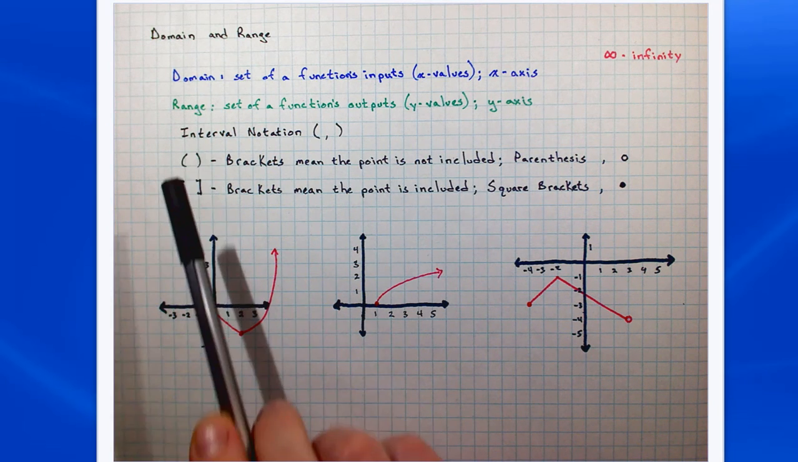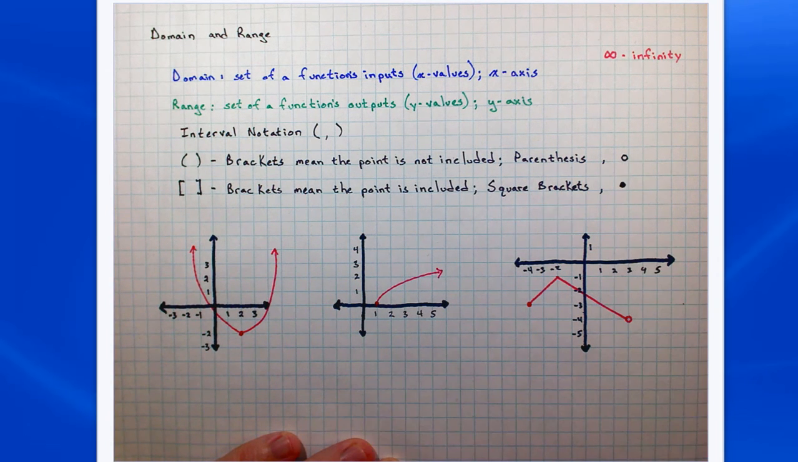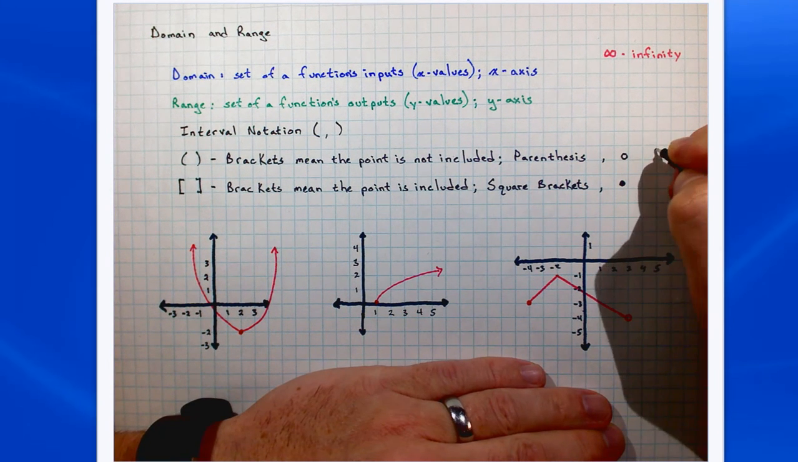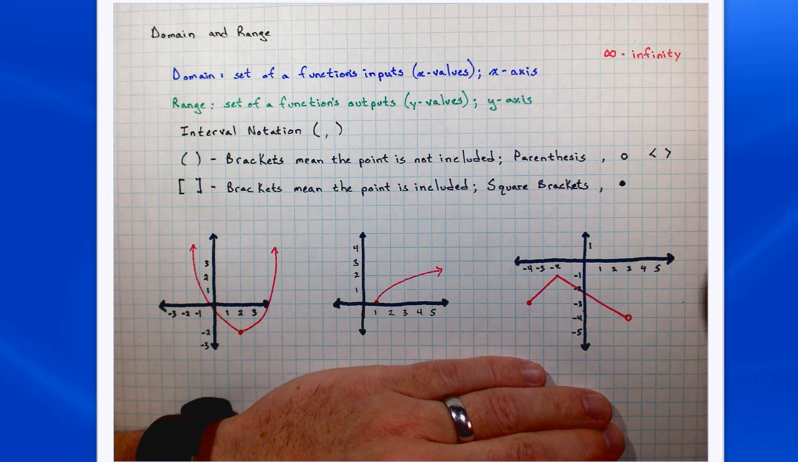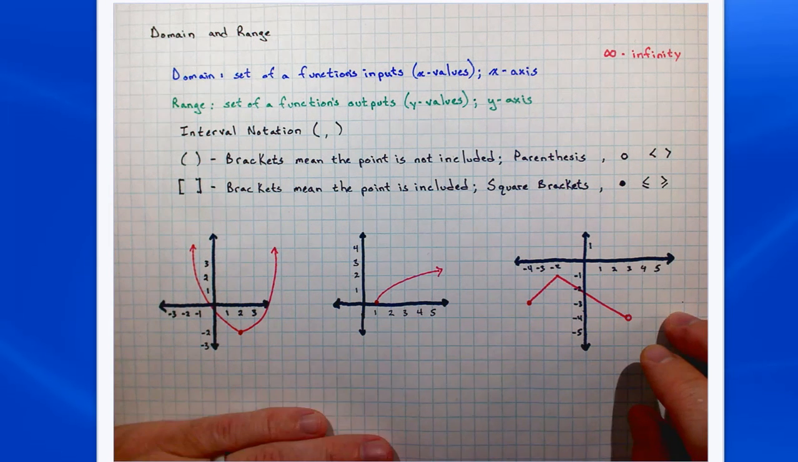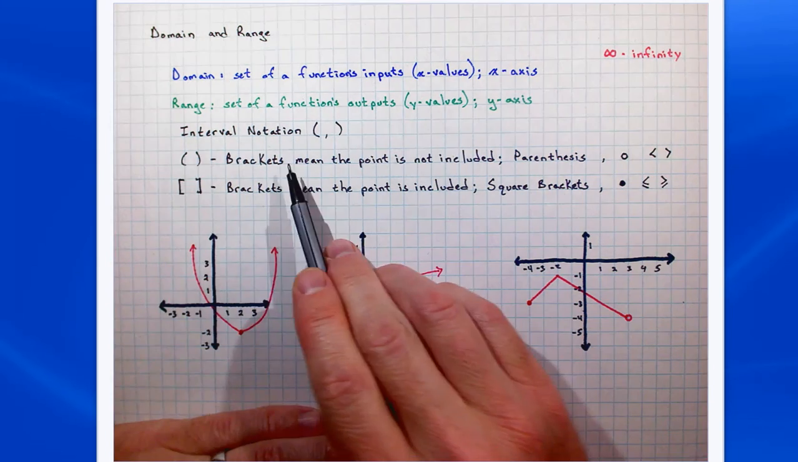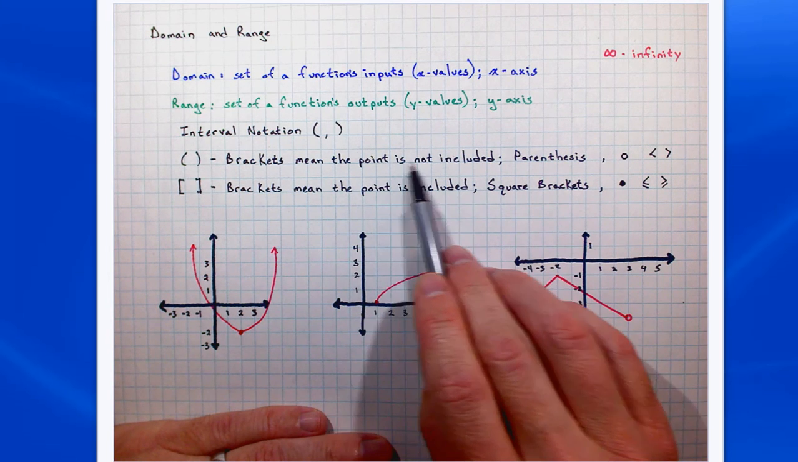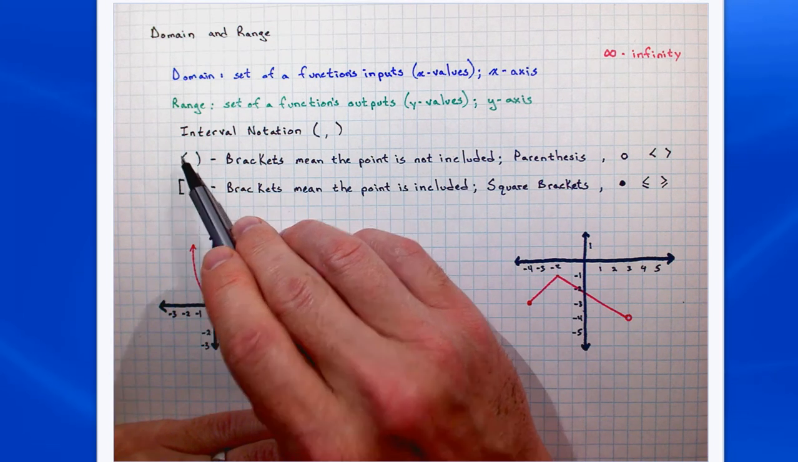So these are parentheses, which mean the point is not included. Whenever you use parentheses, this is kind of like your open circle. Do you remember graphing one variable inequalities where you just use a number line? Less than and greater than symbols were the open circle. Less than or equal to, or greater than or equal to, was your closed circle. You're saying it goes all the way up to that point.